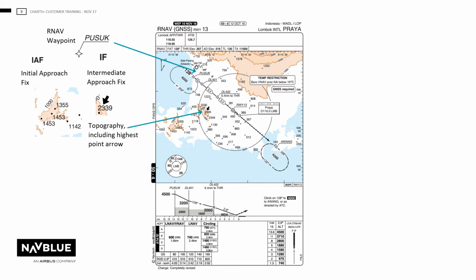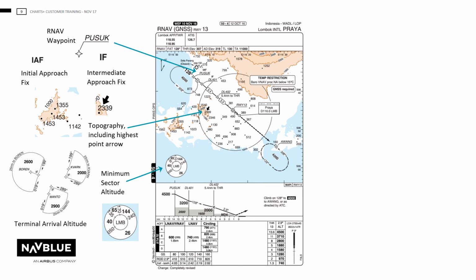Here we can see an example of how NavBlue show the topography, including the highest point arrow, which is shown here as a black arrow. The minimum sector altitude, preferably shown in the right bottom corner of the plan view. The TAA will replace the minimum sector altitude if both are published.